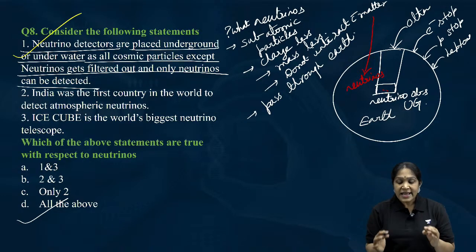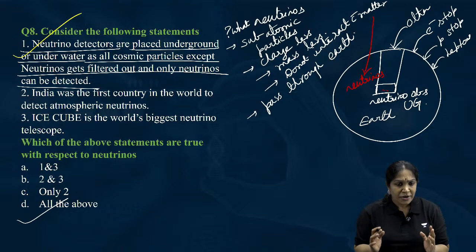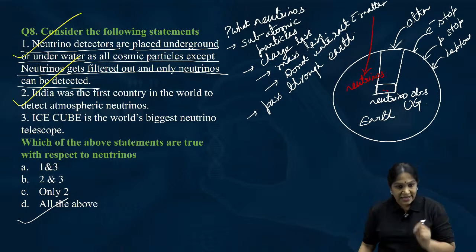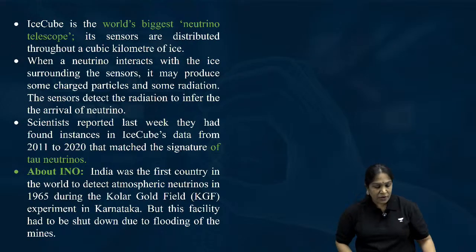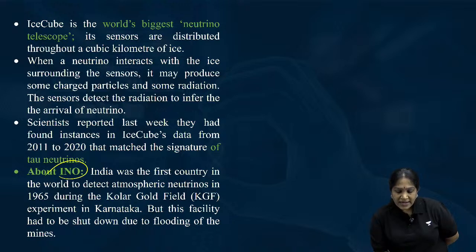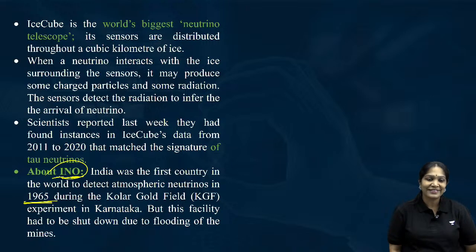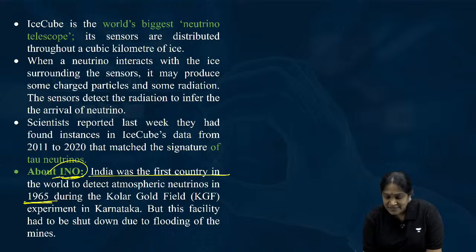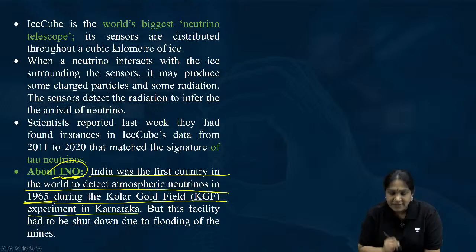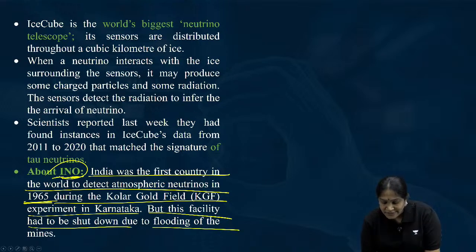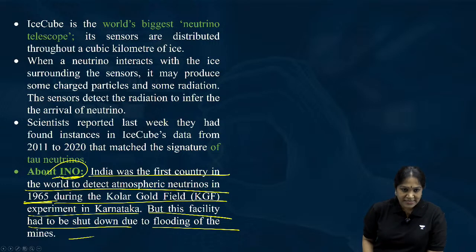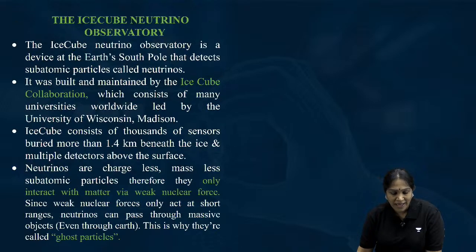Second statement, India is the first country in the world to detect the atmospheric neutrinos. Interestingly, yes. INO, Indian Neutrino Observatory. 1965. So if you want to make the patriot in you happy, in 1965 itself we detected the neutrinos. India was the first country in the world to detect atmospheric neutrinos during the Kolar Goldfield experiment in Karnataka. But the facility had to be shut down due to the flooding of the mines. Is it clear? So that is one interesting throwback point.